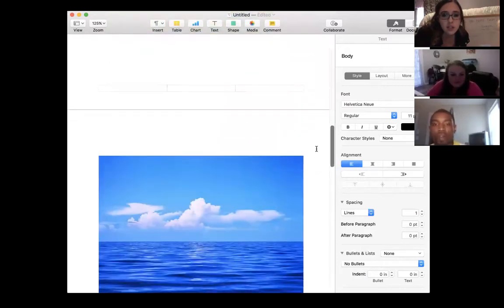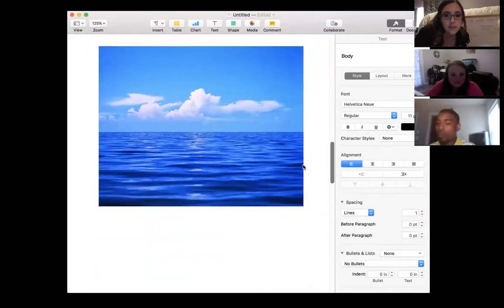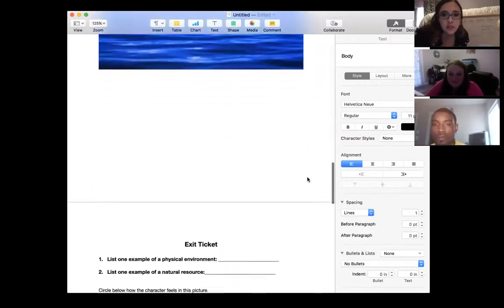All right, now let's go down to this one. This is the ocean. This is another type of environment. What would we find here? Animals. More animals? What kind of animals would be in our ocean? Fish. Whales. Dolphins. Sharks. Maybe. And our sand. We need sand and coral.